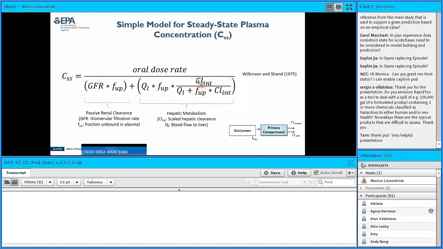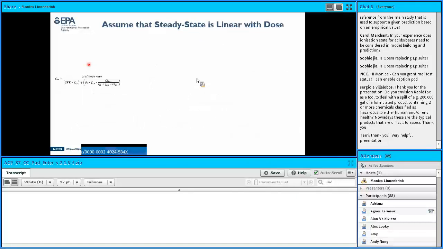All right, so the CLint and the Fup are both directly related to the two numbers that we measure in vitro. Everything else is physiology. And so even though that looks maybe not like the friendliest equation you've ever seen, this whole bottom side, the denominator, is just a number. Each chemical in each person has a specific value for that number, but it is just a number. It could be 3, it could be 40, but it is just a number. And so this equation becomes: my plasma concentration is equal to whatever dose rate I got divided by that number, whatever the value is.